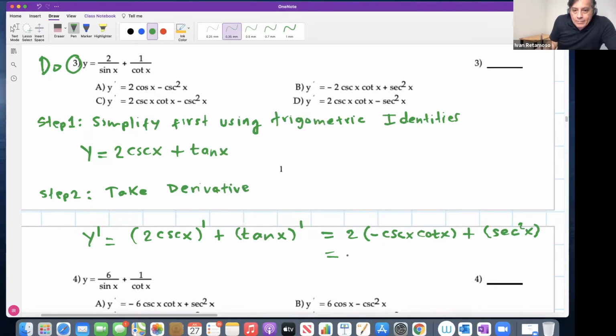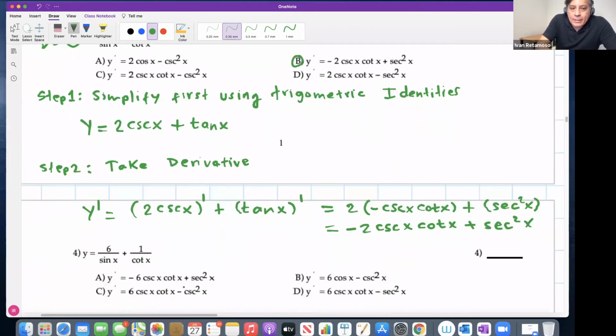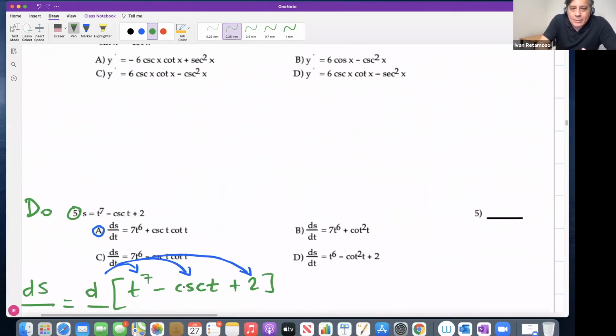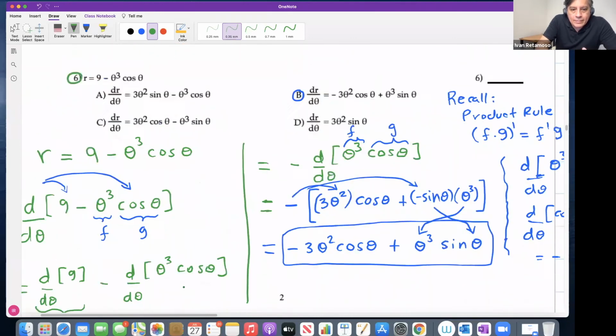So this will be minus 2 cosecant of x multiplied by cotangent of x, simplifying, plus secant square of x. All right, so looking through for number 3, you can clearly see this here. There you go. Y prime equals this. Excellent. This one you can do at home, it is similar, but now let me show you how to do this other one.